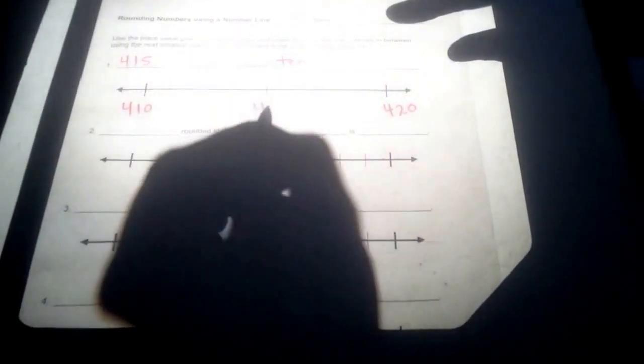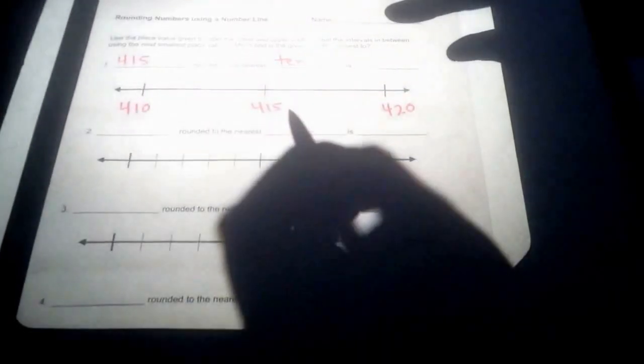And then we have to figure out where 415 falls on our number line. So what's the pattern here? This is 411, 412, 413, 414, 415. Well, we got a problem here. It falls exactly in the middle. So what do we do when it falls in the middle? We go up to the next nearest 10. This one is actually a special example. So that would be 420.